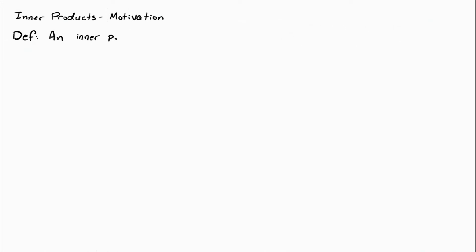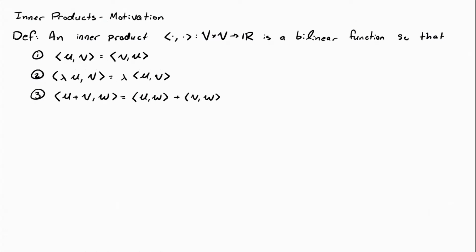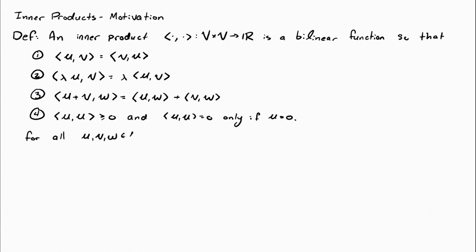An inner product, defined like this, is a bilinear function so that: 1. The inner product of u and v equals the inner product of v and u. 2. The inner product of a scalar times u and v is the scalar times the inner product. 3. The inner product splits over sums. 4. The inner product of a vector with itself is positive and is 0 only if the vector was 0. This holds for all u, v, w, and scalars lambda.